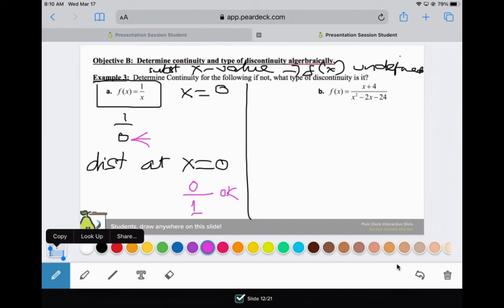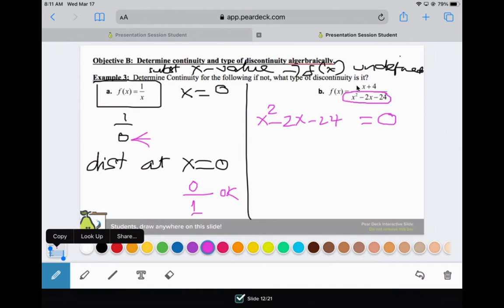All right, so let's look at the second one. We know that the denominator cannot be 0. So what I would do is take the denominator for the second function, x squared minus 2x minus 24, and set that equal to 0. Because I want to know what values will make the denominator equal 0, and that is the point that will make the function not continuous. Is that confusing?